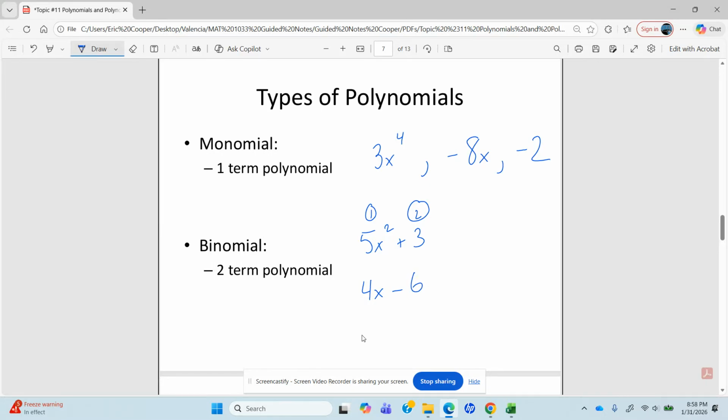I could go through and do 3x to the 3rd minus 3x squared. Again, these would be binomials. We can't combine them together, so we've got two separate terms, and they're separated by one sign that's either positive or negative.